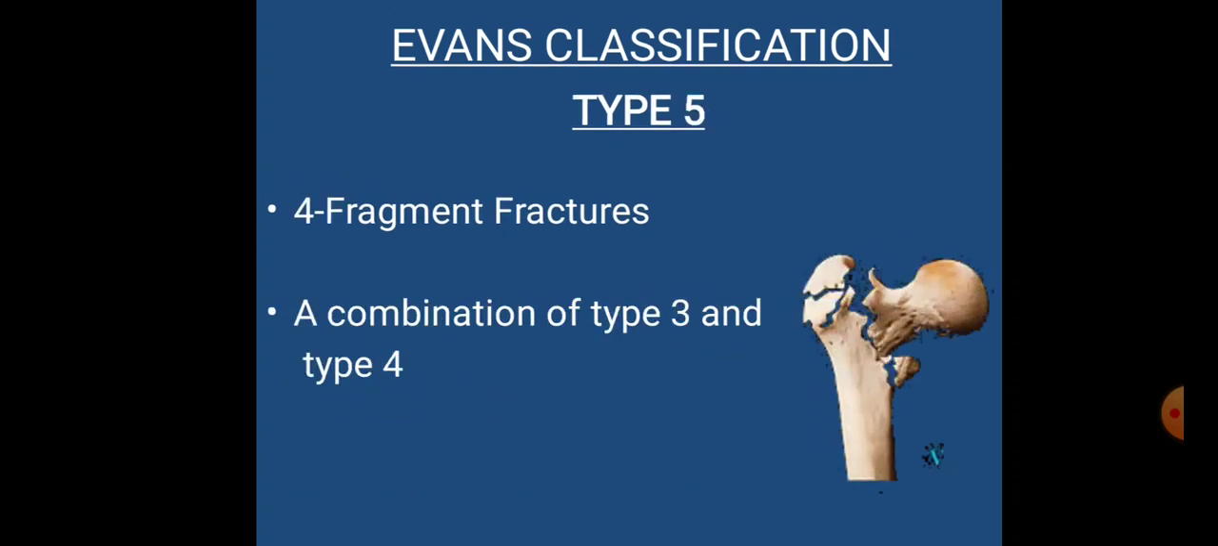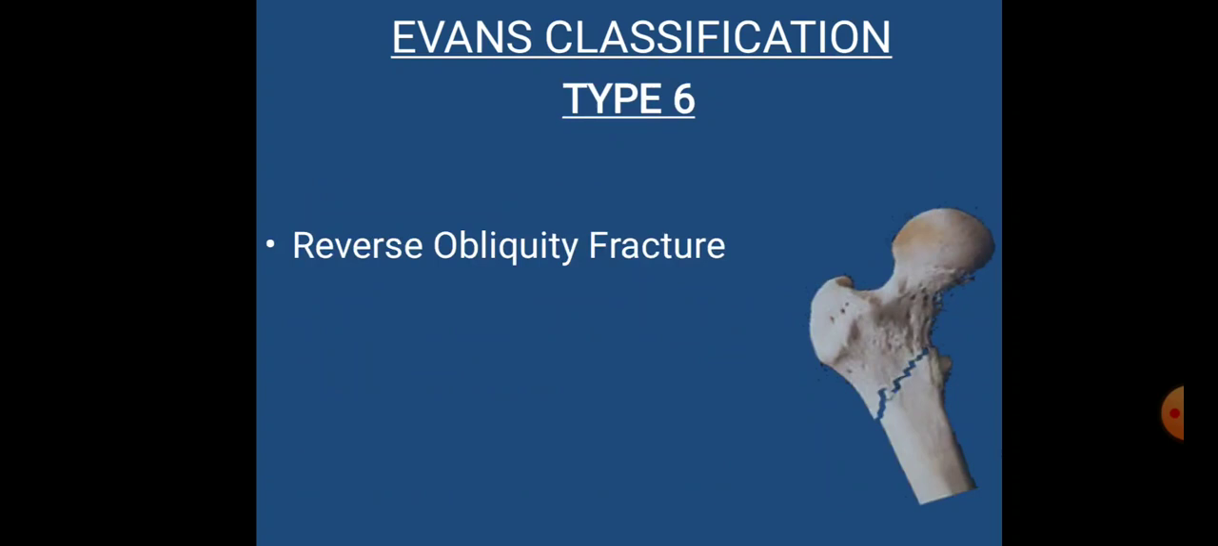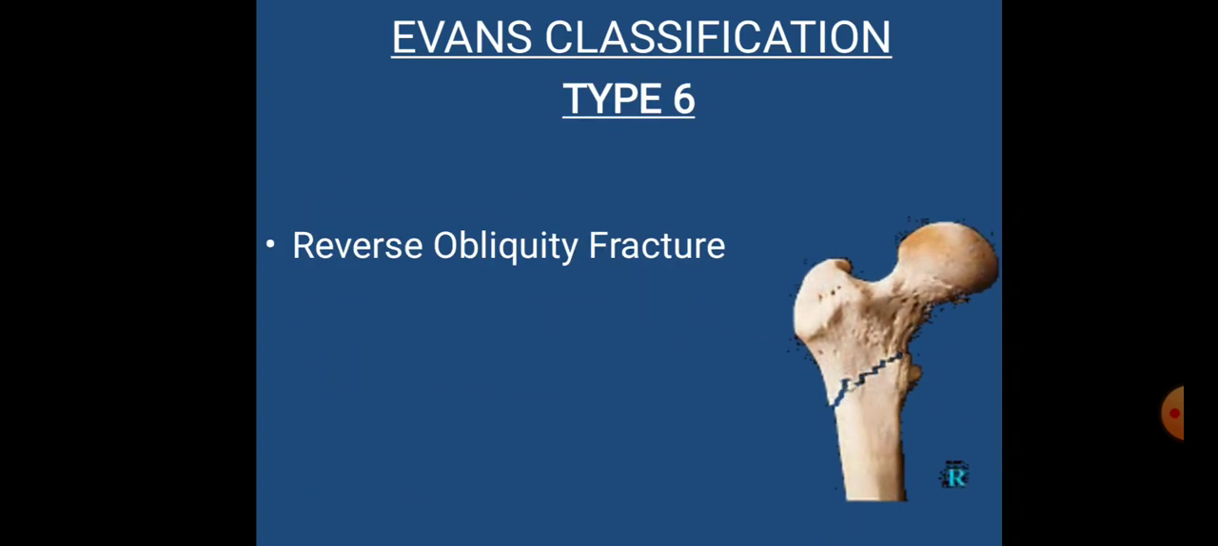and there is no medial support. Type 5 is a combination of type 3 and type 4, where the greater trochanter is fractured and the lesser trochanter is also fractured, with no support for both. And the last, the 6th one, is the reverse oblique fracture.